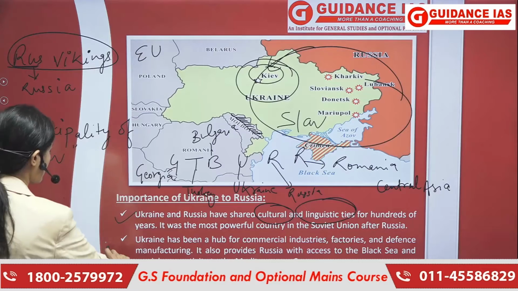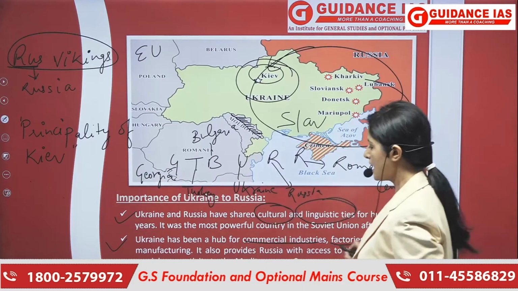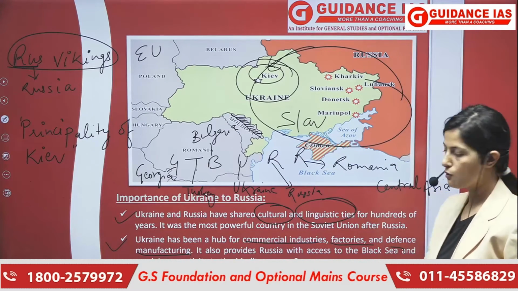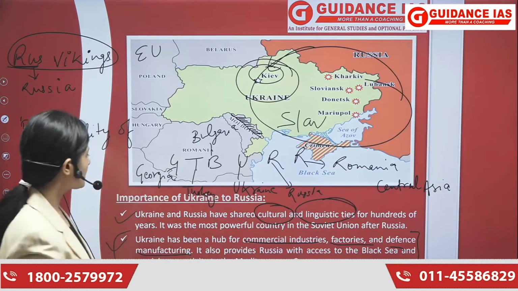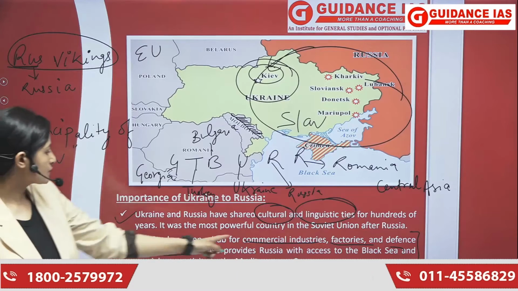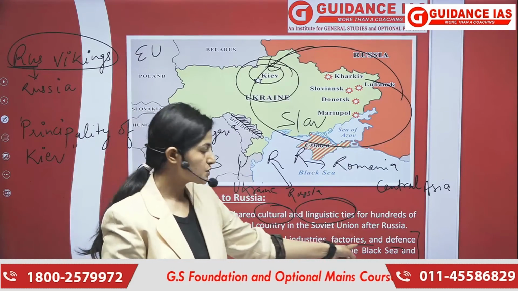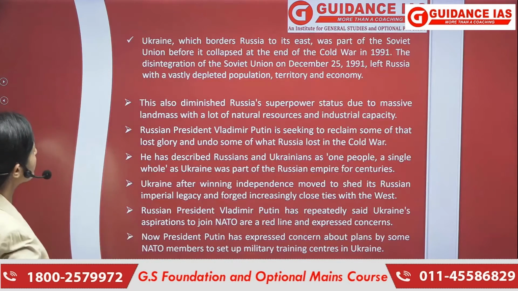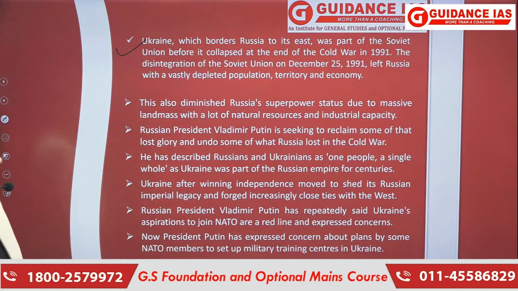Up next, Ukraine also has a lot of commercial industries and factories, and defense manufacturing also, which Russia is interested in. And of course, wherever there are economic activities, all the states would be interested. So this is also a point of interest to the Russians in Ukraine: commercial industries, factories, and defense manufacturing.